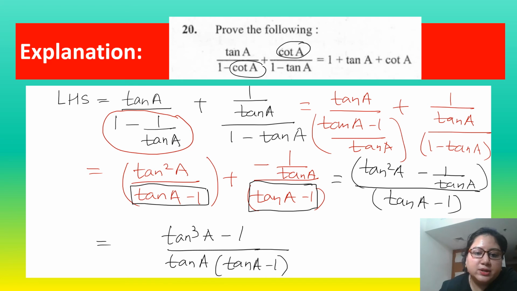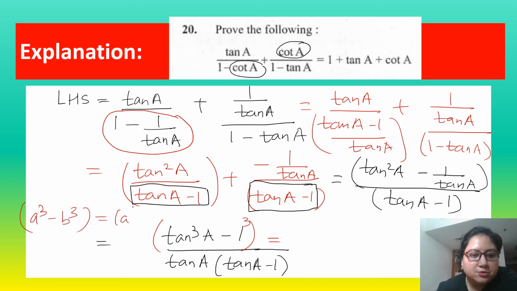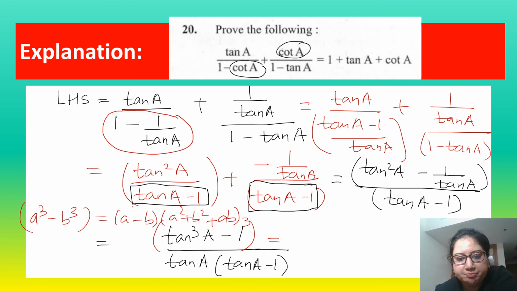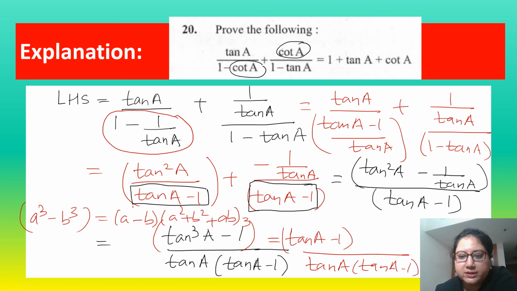Now, as a very important next step in the numerator, I will be using an algebraic identity. And I'm sure students, you will be able to recall that we are going to be using here the algebraic identity a cube minus b cube, which is equal to a minus b times a square plus b square plus ab. So let's go ahead and use that. And why I'm doing this process, you will get to know just in the next slide. So I'm just now plugging in the formula. So here you get tan square A plus 1 plus tan A. Let me write it here.